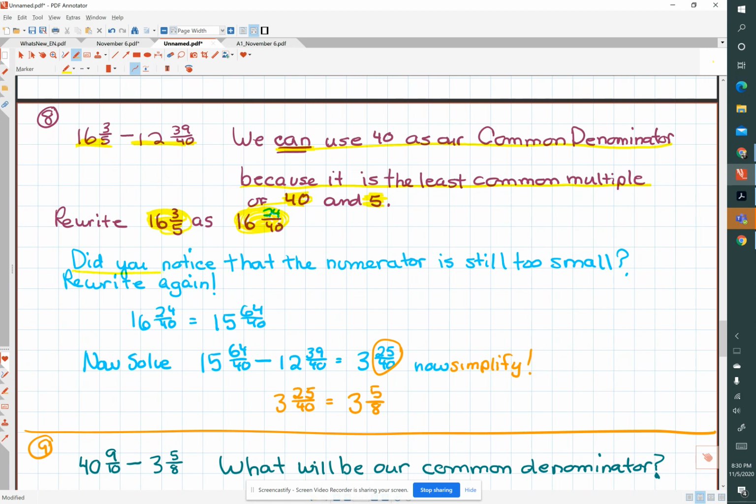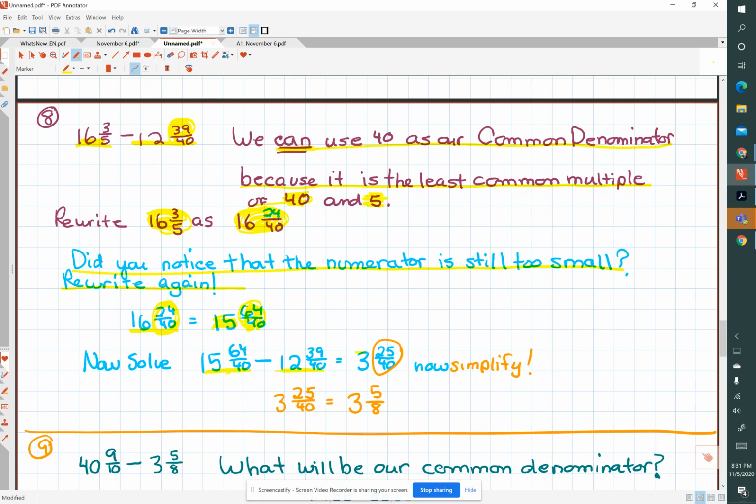But did you notice that the numerator of 24 is still too small because we need to subtract? Look up at the original problem. We need to subtract 39. So we will rewrite that number again. We will rewrite 16 24/40 by borrowing 1 from the 16, which makes it 15, and adding 40 to the numerator for 64/40. Now we can rewrite and solve the problem. 15 64/40 minus 12 39/40.